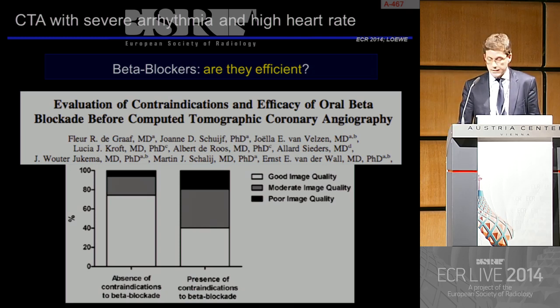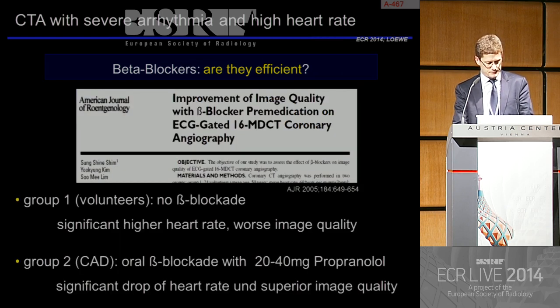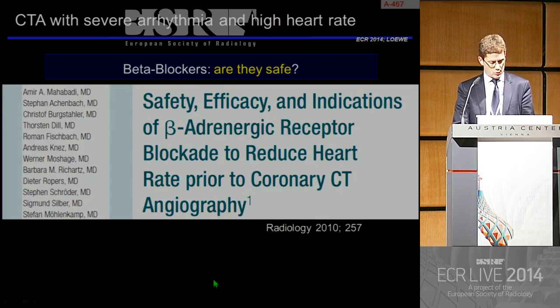Not really surprisingly, they reported that in patients with absence of contraindications to beta blockers, so in patients receiving beta blockers, the image quality was much better compared to the group of patients with contraindications not receiving any beta blockers. Same results from another study comparing volunteers with patients. And again, not really a surprise, the image quality was significantly better in the patient group receiving beta blocker with a significant drop of the heart rate. So beta blockers are really efficient in cardiac CT. They can improve your image quality.